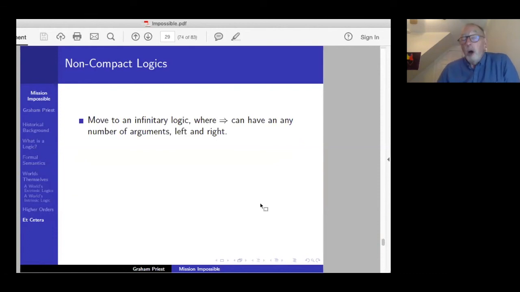First, the most obvious thing to do is to move to an infinitary logic. So we relax the syntax in such a way that you can have an infinite number of things on the left-hand side and the right-hand side of the arrow.